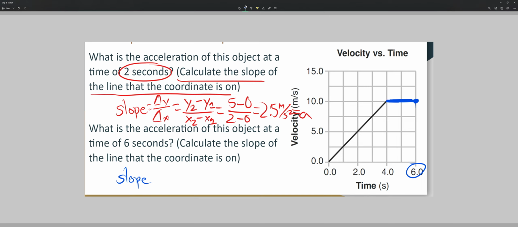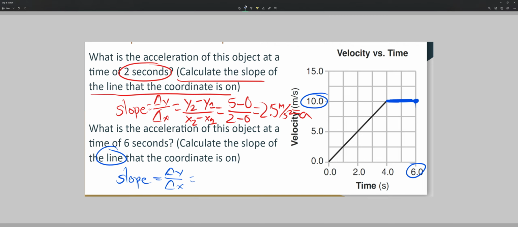Now, I know many of you, when you're doing delta y over delta x, will say, well, my delta y is 10 because you see your y-axis there is 10, and then you see your x-axis is 6. And then you're going to get something like 1.66666, and so on and so forth. But you cannot do that. This is why it's very important that you take the slope of the particular line that the coordinate is on, which is essentially the straight line only.